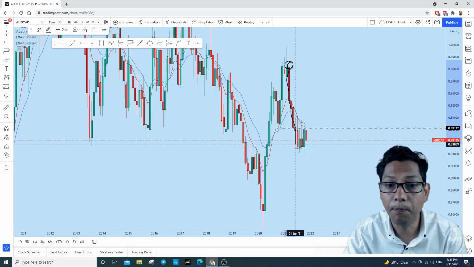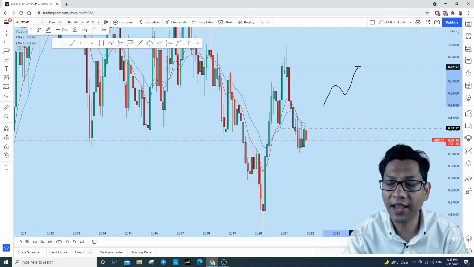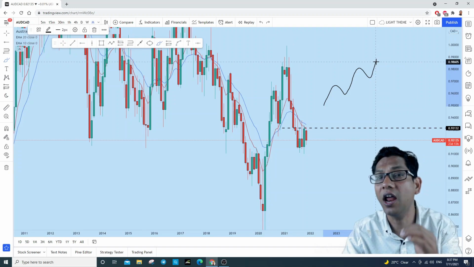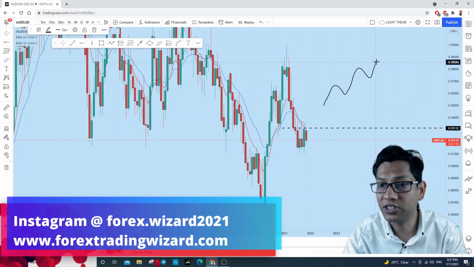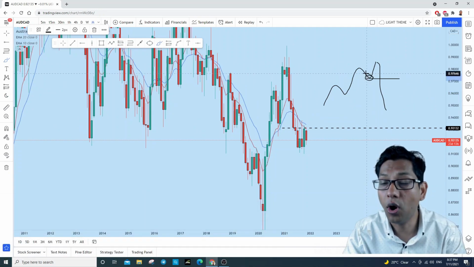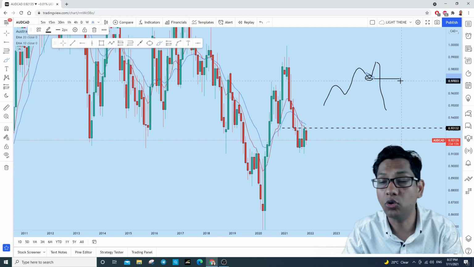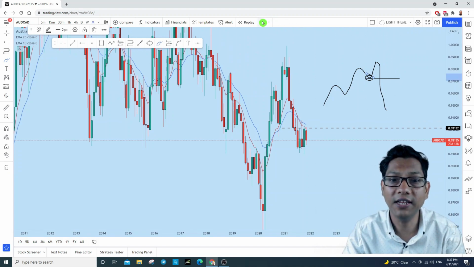AUDCAD basically broke the uptrending market structure here, because when you see an instrument moving like this, creating a higher high and higher low, there is an uptrend. But at some point, when you see the market structure is broken, that means this lower high is broken, that means this instrument is likely to move down. So that is what happened.